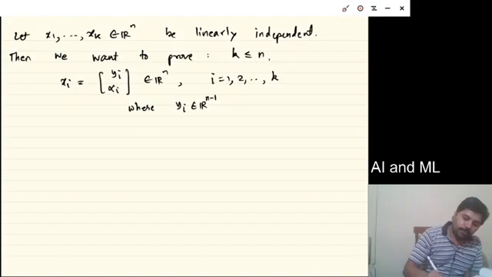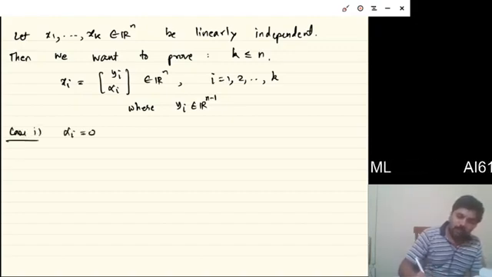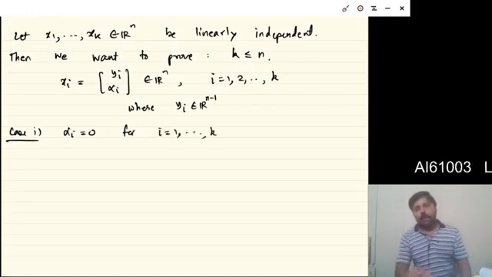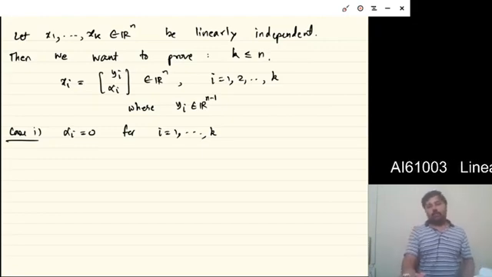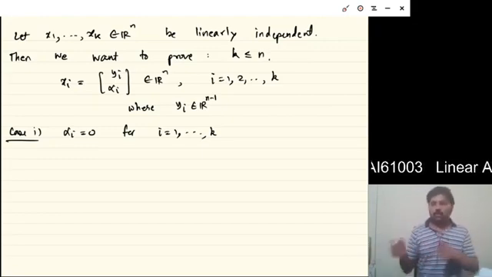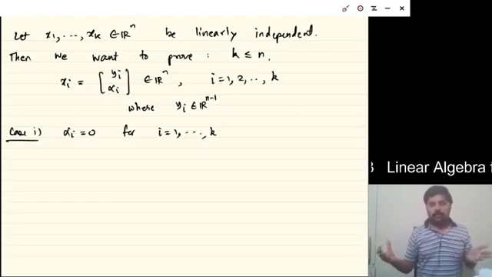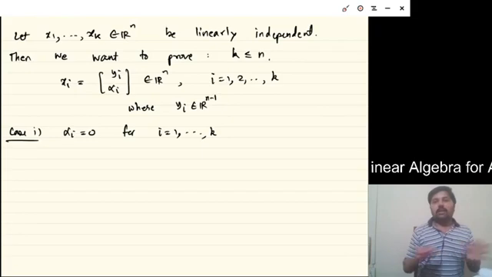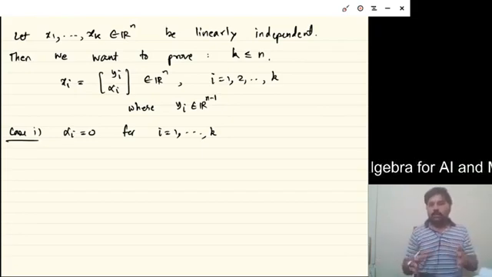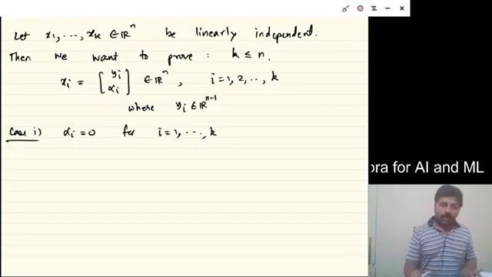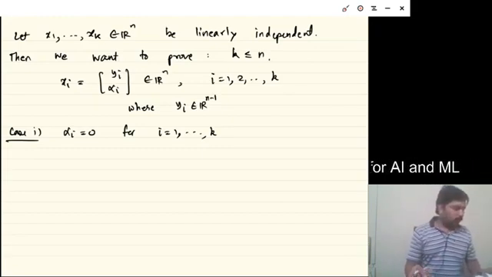So what are the possibilities? First, case 1: alpha i equal to 0 for i equal to 1 up to k. That is one possibility, that all the alpha i's, all the last entries of xi, are equal to 0. Or at least one of the last entries in xi is not equal to 0. These are the two possible cases. We are looking at the first case, that all the alpha i's are equal to 0. If that happens, then what will happen?